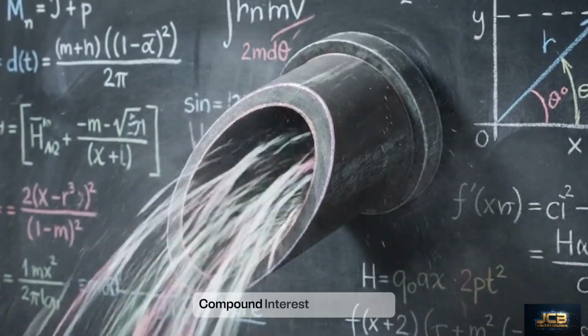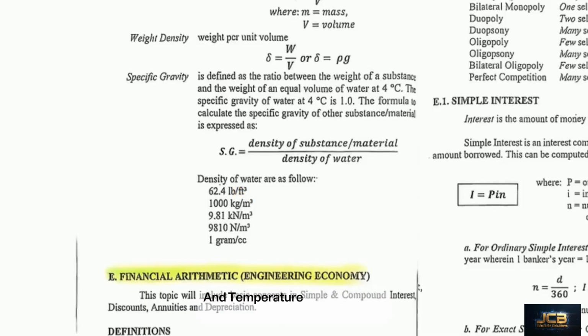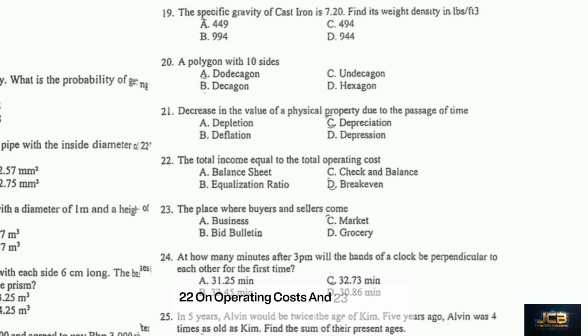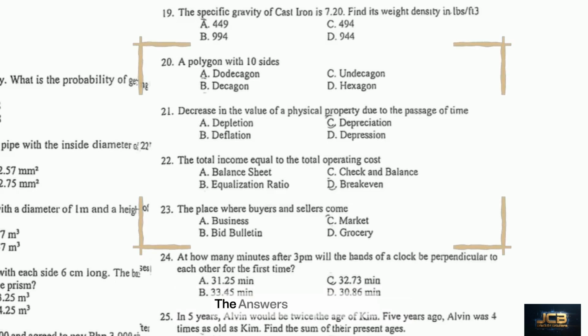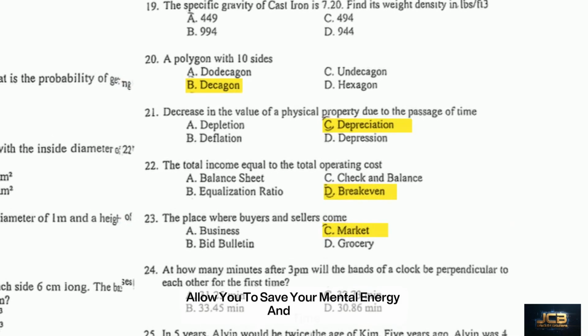Next, compound interest in question 16 and temperature conversion in question 17. The answers are B and D. Let's sprint through the vocabulary. Question 20 on the 10-sided polygon, 21 on decreasing property value, 22 on operating costs, and 23 on market definitions. The answers are B, decagon, C, depreciation, D, break-even, and C, market. Terminology questions allow you to save your mental energy and time for the more difficult calculations in the final section.